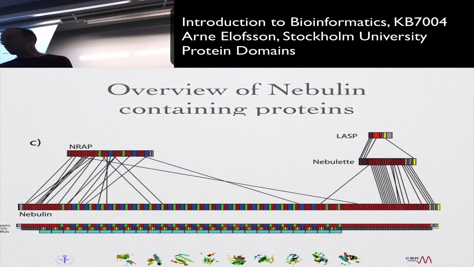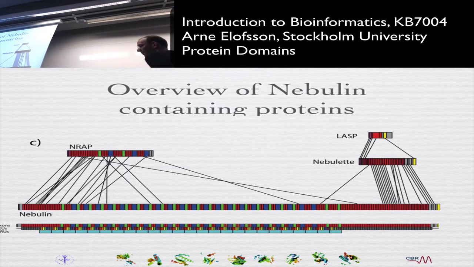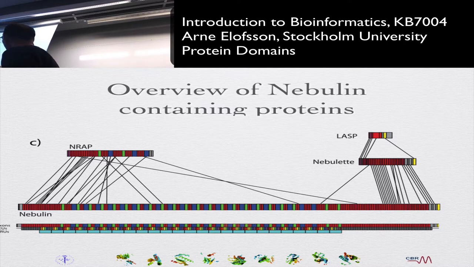So we went on to study nebulin a bit more carefully. This is a typical thing that people can do. So this is the nebulin gene. It's a very, very long gene, and every red or green or colored bar here is one domain. They're colored according to the exon somehow. So each box is one exon.